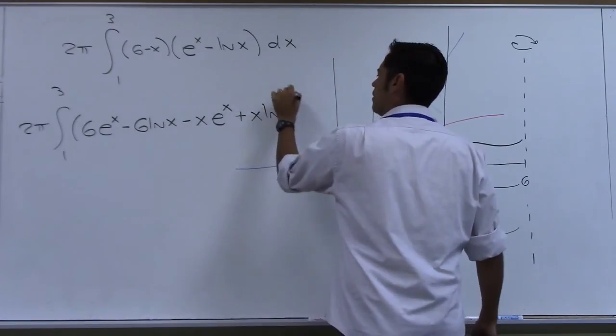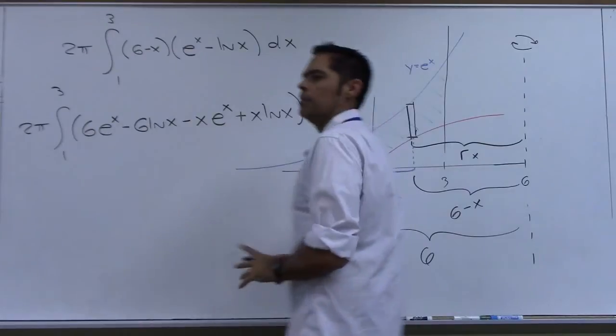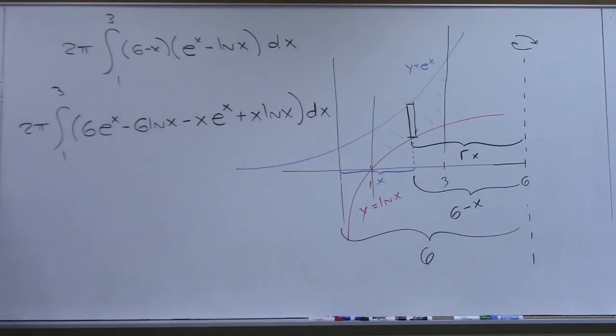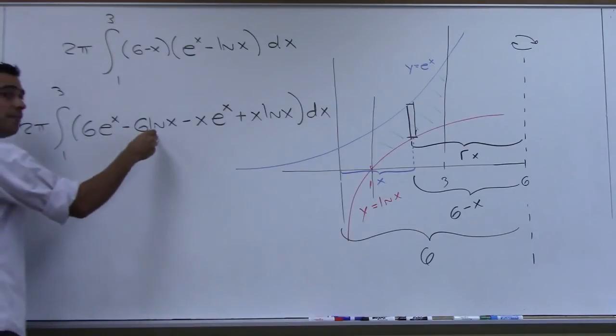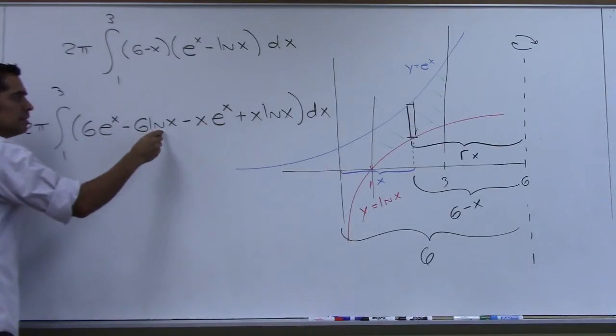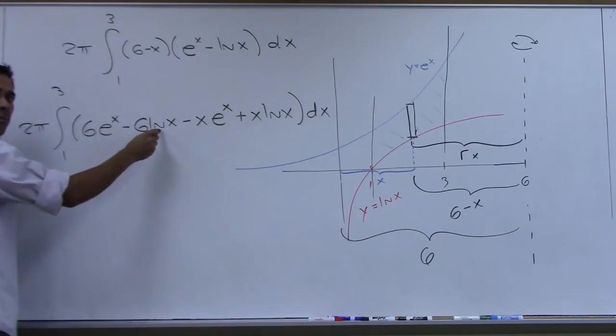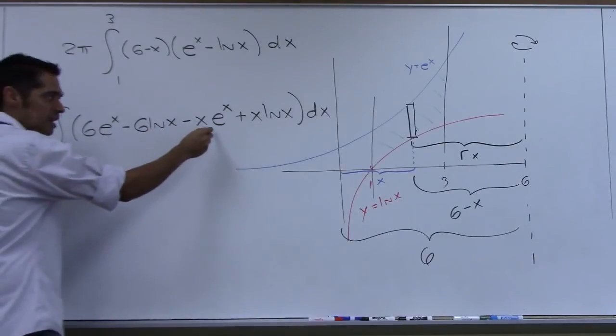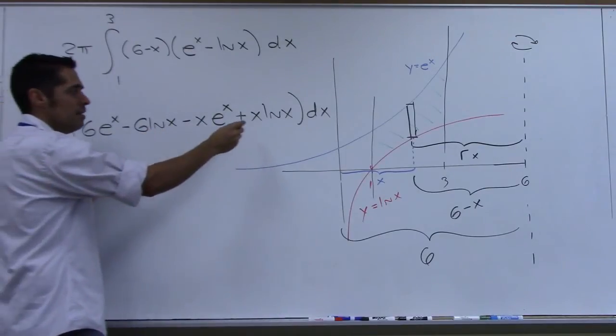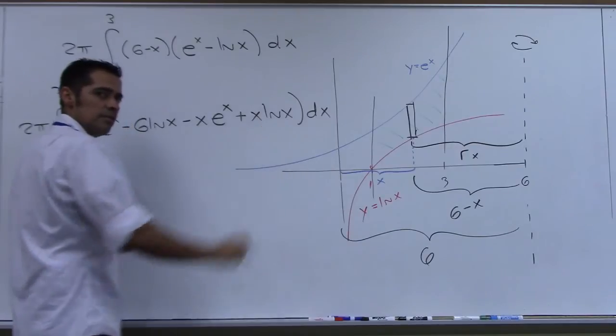I believe that's it. Do you agree with that? Could you integrate each of those? Antiderivative of 6e to the x is 6e to the x. Could you find the antiderivative of natural log of x? That's the derivative. We did it in class once. We used integration by parts. This one is definitely integration by parts, and that one's also integration by parts.